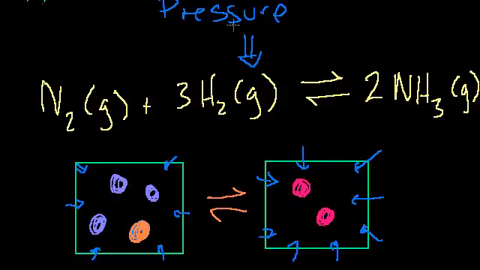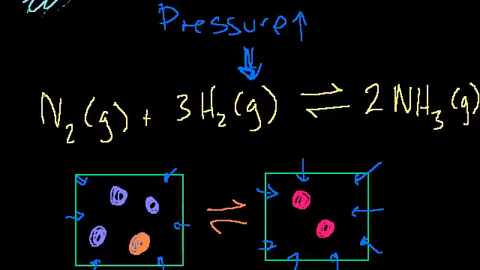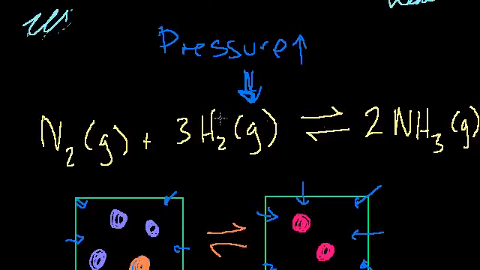So if you apply pressure to the system, if pressure goes up, this doesn't mean pressure goes down. This means pressure is being applied to the system, and the pressure is going up. What side of the reaction is going to be favored? The reaction is going to favor the side that has fewer molecules.